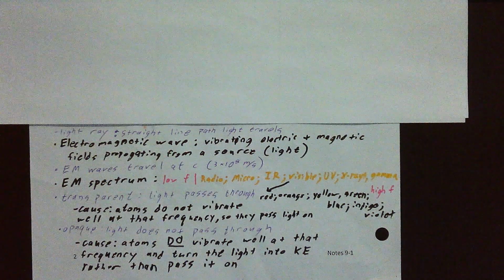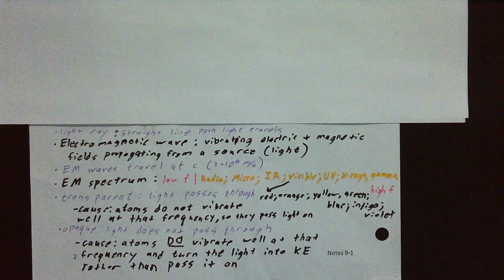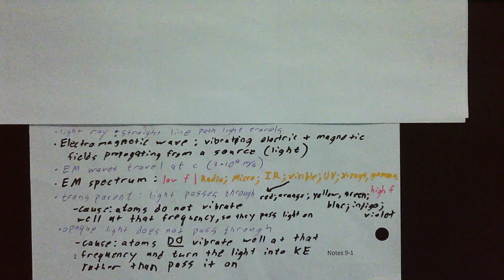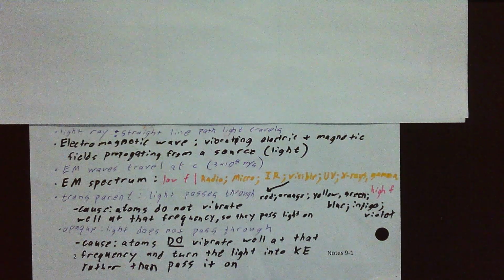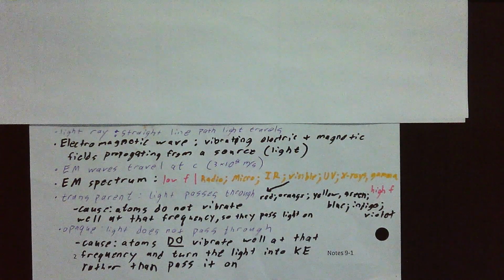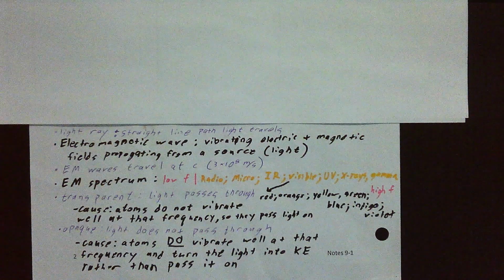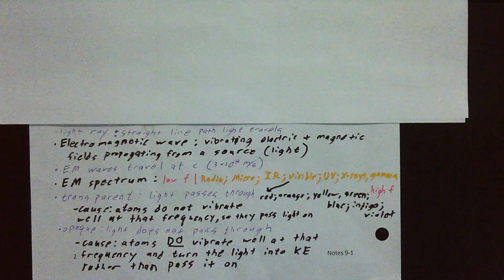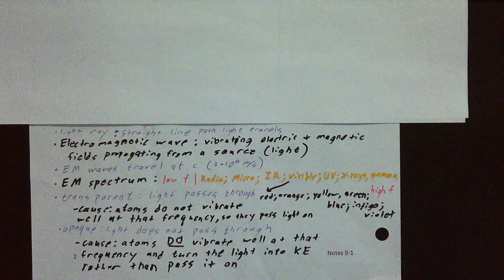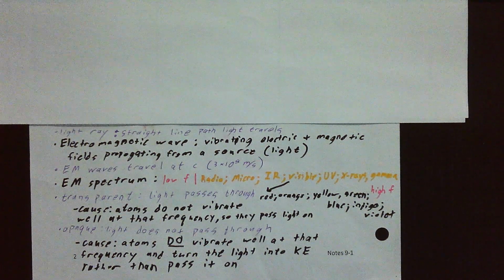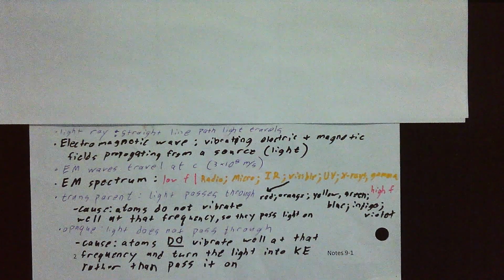I want to be clear. Objects can be opaque to some light and transparent to others. For example, the wall is opaque to visible light, but it's transparent to radio waves. So radio waves can get in here, but visible light can't. Glass is transparent to visible light, but opaque to ultraviolet light. So ultraviolet light cannot get in the window, but visible light can.